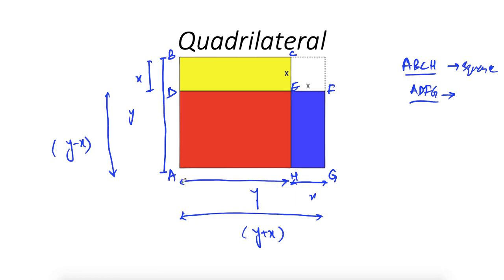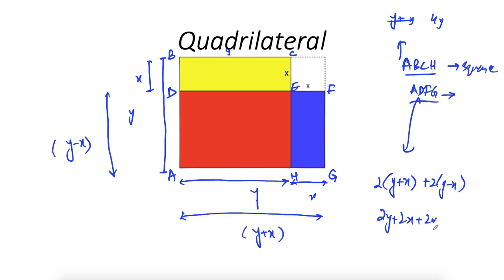Now, first of all, what is the perimeter? This length is y, this is also y, this length also y, and this length too, because it's a square. So the perimeter will be equal to 4y. And what is the perimeter for this one? This length is y plus x, into 2, because these two lengths are equal, and this is y minus x, 2 into y minus x. So it is 2y plus 2x plus 2y minus 2x, which is equal to 4y. So both of the perimeters are the same.